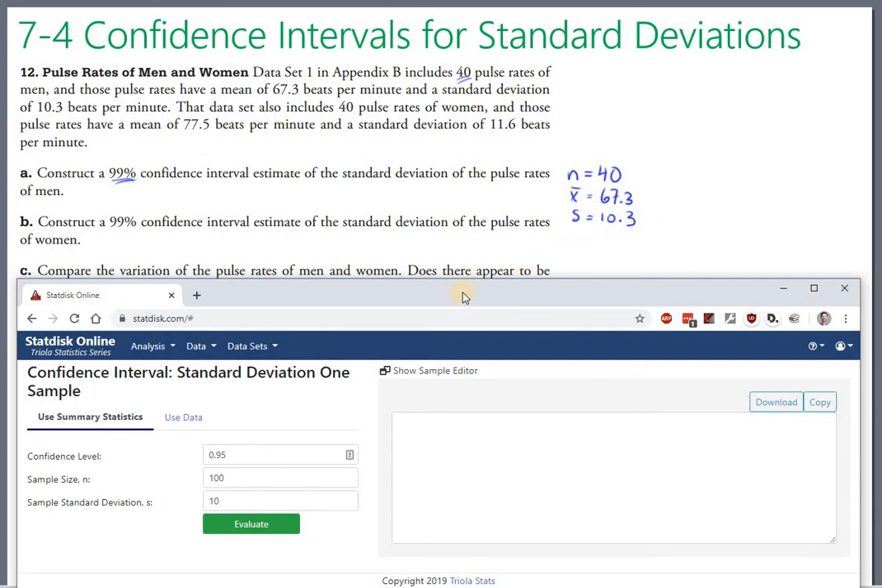Okay, so let's dump our numbers in. We've got 99% confidence, a sample size of 40, and a sample standard deviation of 10.3. So we can go ahead and evaluate that and say the standard deviation is between 7.95 and 14.38. So 7.95, 14.38.